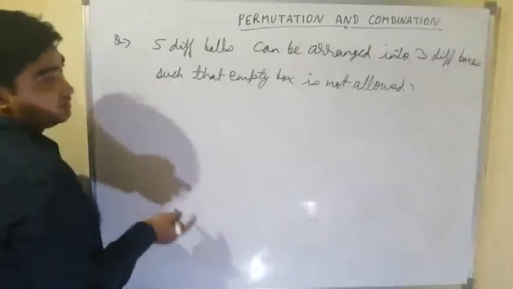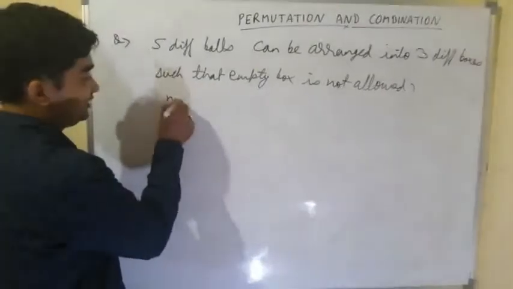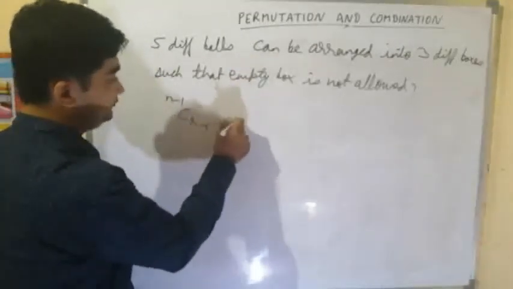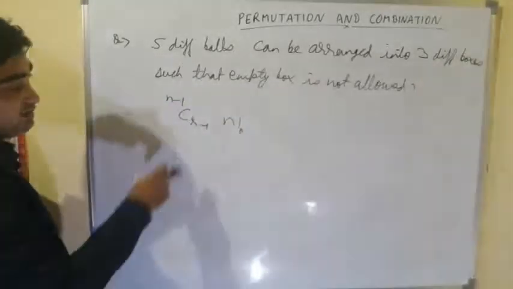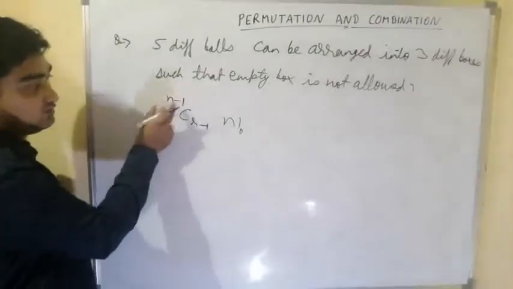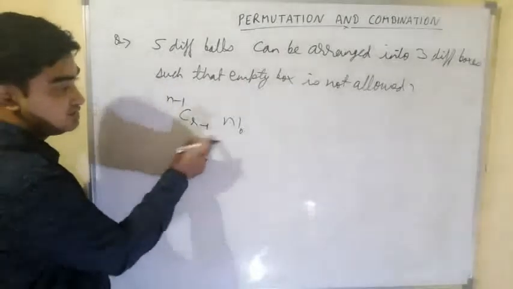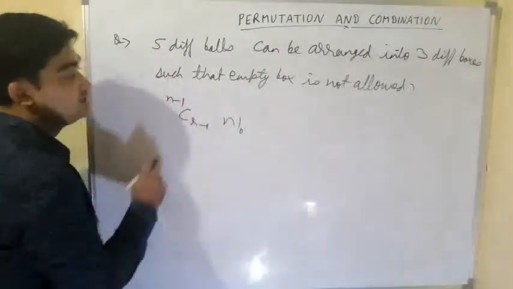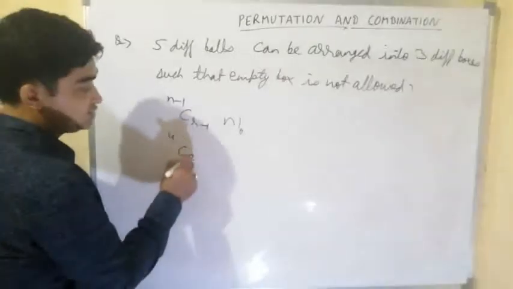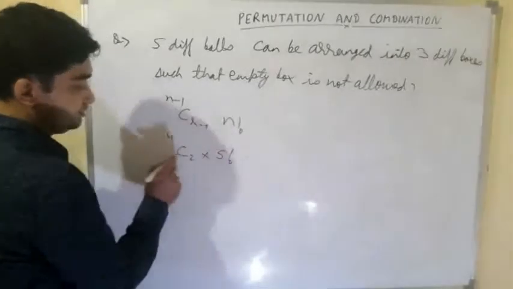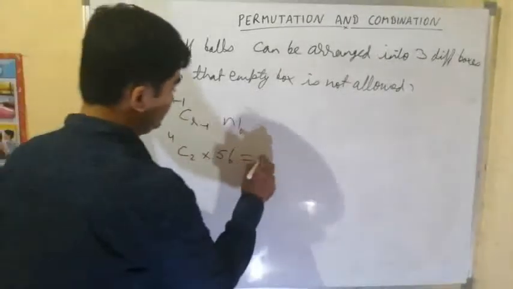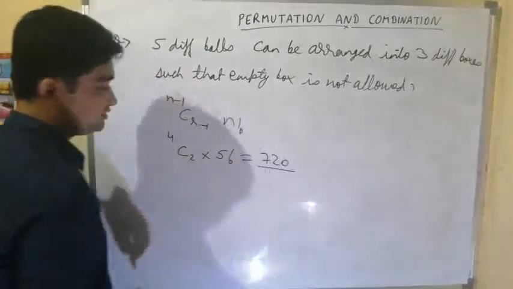If an empty box is not allowed, the formula for the number of ways we can arrange is n minus 1 c r minus 1 into n factorial. We have to select r minus 1 positions to put r minus 1 barriers out of the available n minus 1 choices, n minus 1 c r minus 1, then n things can be arranged in n factorial ways. So what is n here? 5 different balls. So it is 4c2 into 5 factorial, with r minus 1 being 2. What is 4c2? It is 6. What is 5 factorial? 120. 120 into 6 is 720. So 720 is the answer.